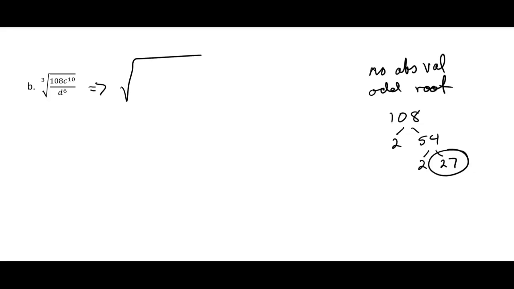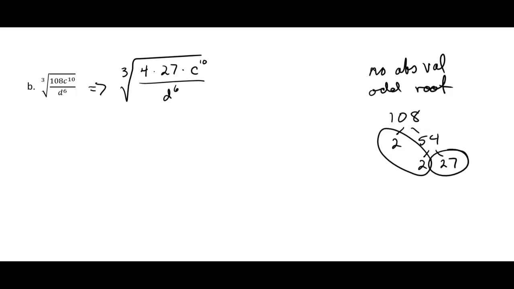So I have the cubed root of 27. And then I've got c to the 10th. So I'll just write c to the 10th. Oh, darn it. I didn't write the 4. We got to write the 4. Okay, so what do I mean by the 4? That right there. You can't ignore that. So sorry about that. 4 times 27 times c to the 10th over d to the 6th.